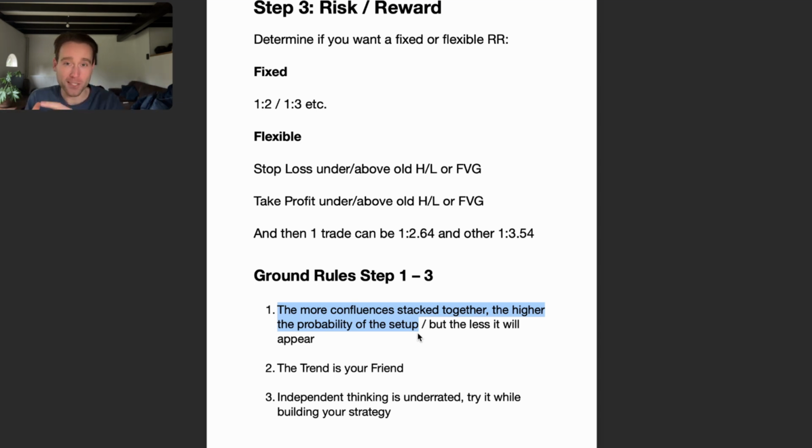So the less confluences you have, the lower the probability, but it's happening more on the charts, and the more confluences you have, the fewer trades you have, but the higher probability they are. In that spectrum with two extremes, try to be somewhere in the middle with the confluences that are the best for you.